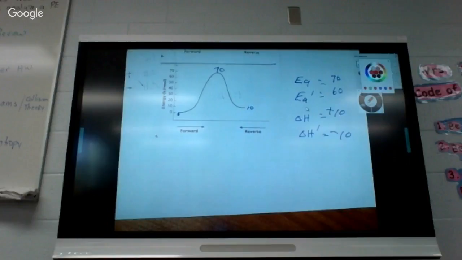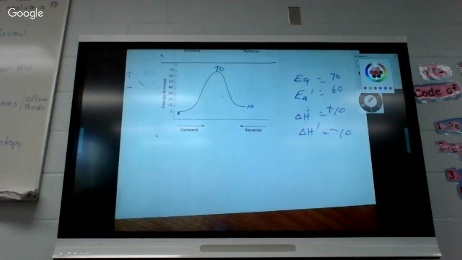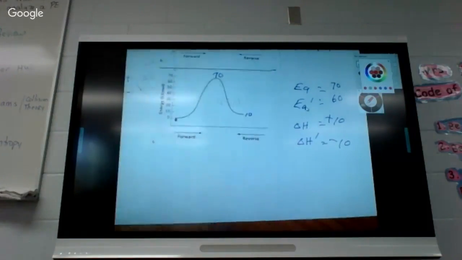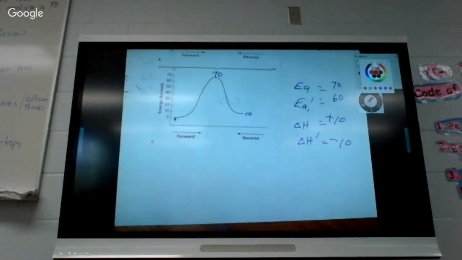What's activation energy? Energy needed to do what? To start the reaction. It's the sufficient amount of energy. We okay with those words? What two requirements are needed to get a reaction going? Proper orientation and sufficient energy.